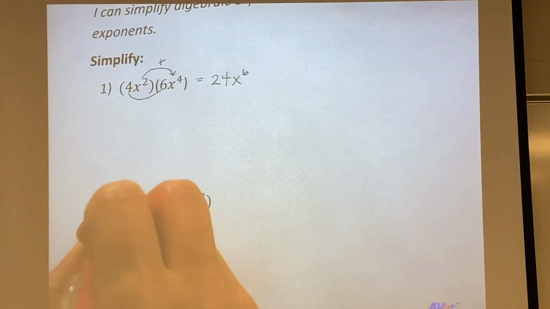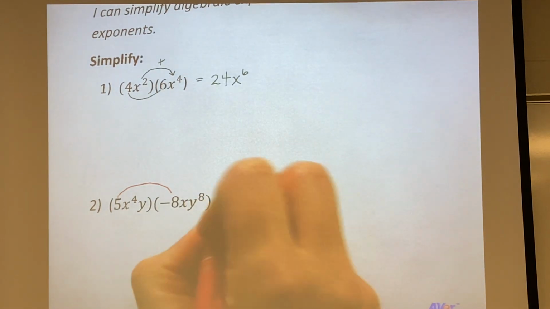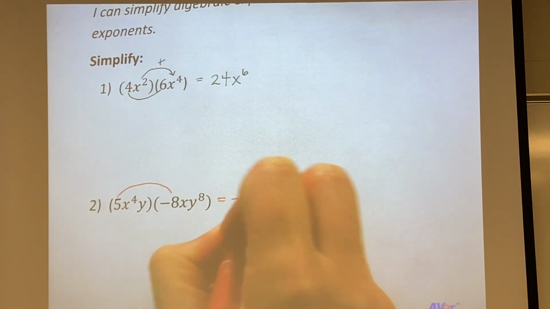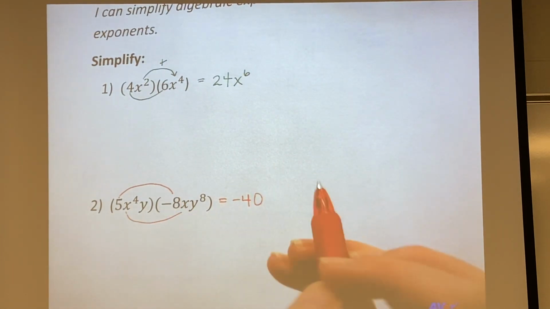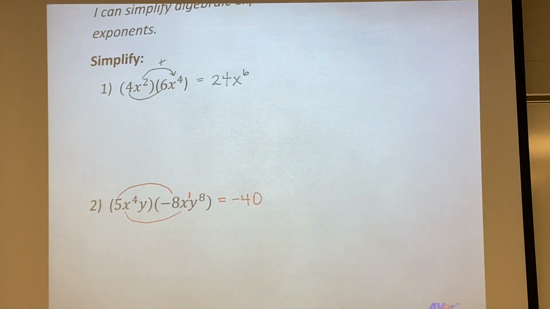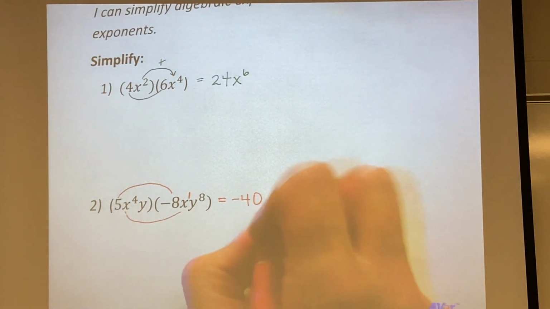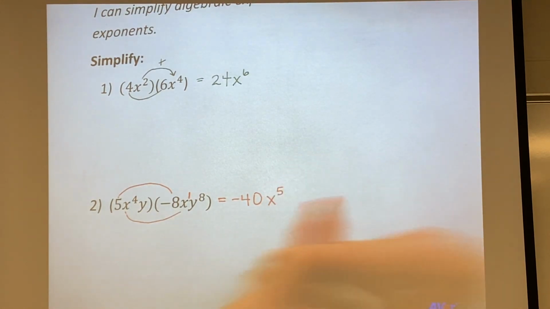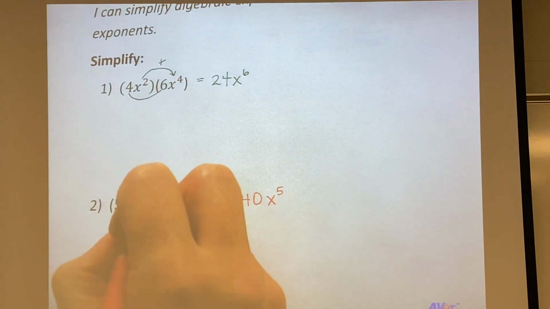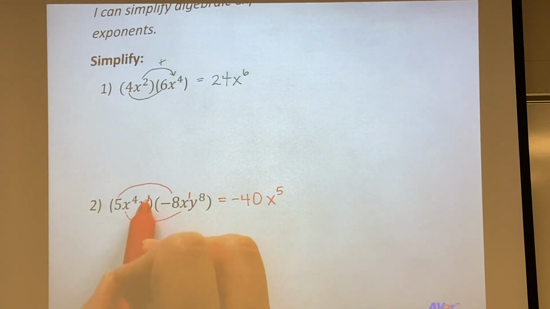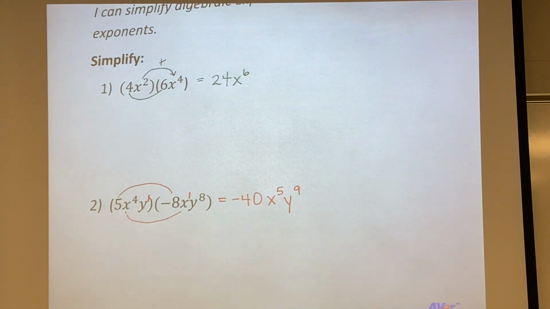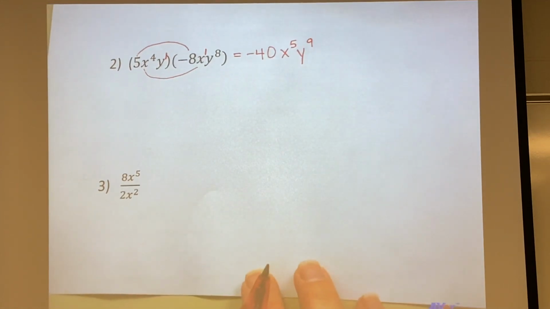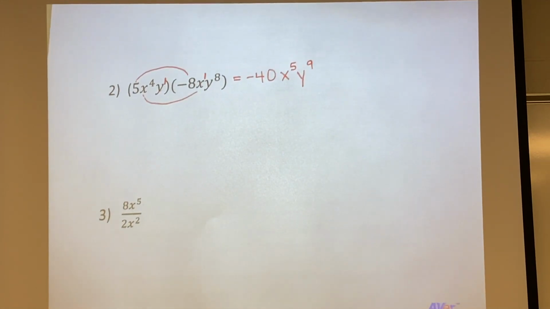All right, so we're going to start again by multiplying the coefficients. 5 times a negative 8 gives us negative 40. Then we're going to multiply the two x's. This x doesn't appear to have an exponent, but it actually has an exponent of 1. So when we multiply them together, we add those exponents. So 4 plus 1 gives us 5. And then the same thing with the y. This y has an imaginary 1. 1 plus 8 gives us y to the 9th. So negative 40, x to the 5th, y to the 9th.